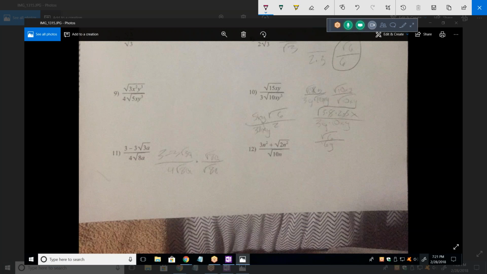The one thing I can see right off the get-go is what can I do with that? Might as well do it. What? I'm not understanding what you're saying. The numerator would be 3n squared plus 2n square root, not plus 2n, plus n root 2. In other words, I can't take the root 2 out, but I can certainly pull an n out. Now what?